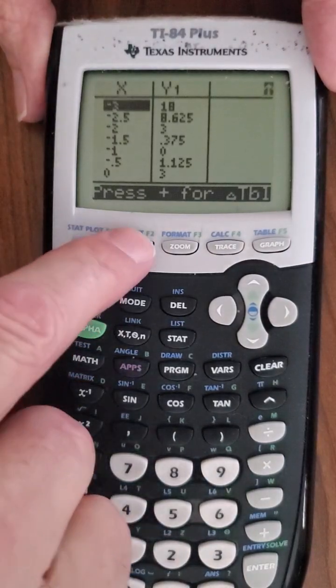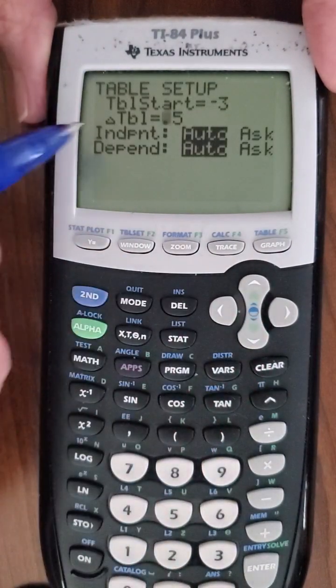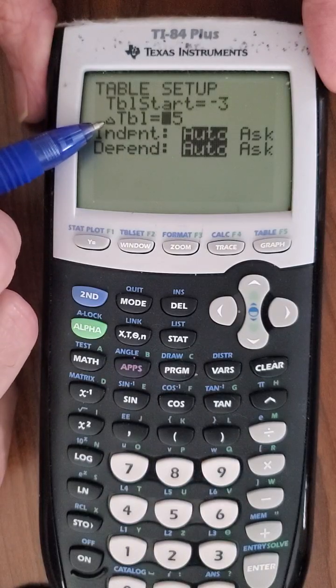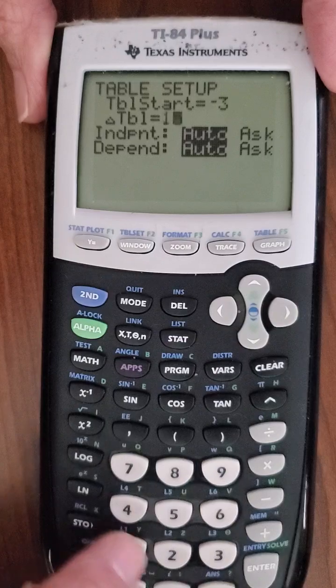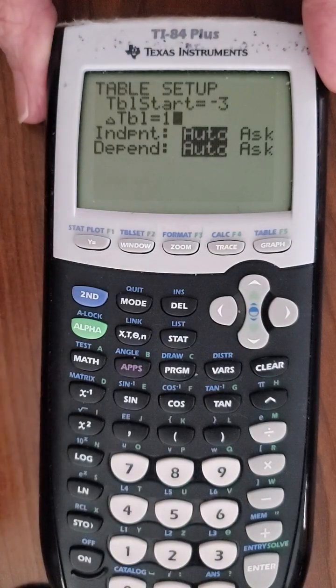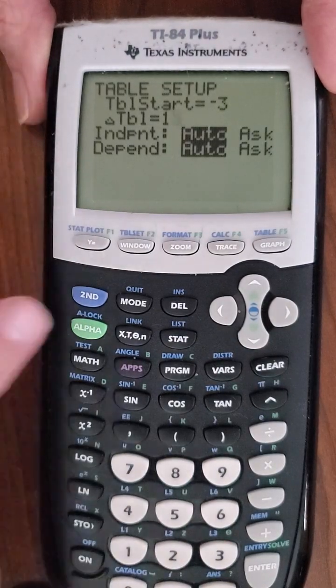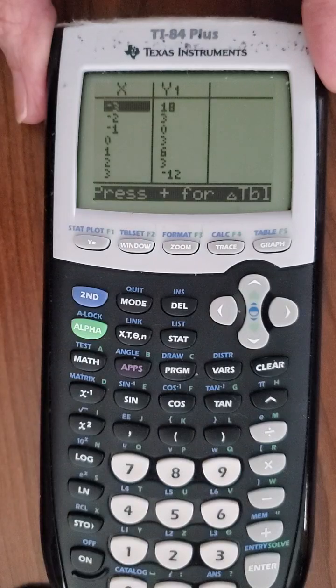If you don't like it, you just go back and you go to here, and that little symbol is the math and science symbol delta, meaning change, that little triangle. And it's the change of the table, the change each time. So it changes by 1 each time. So now you see how to get the table.